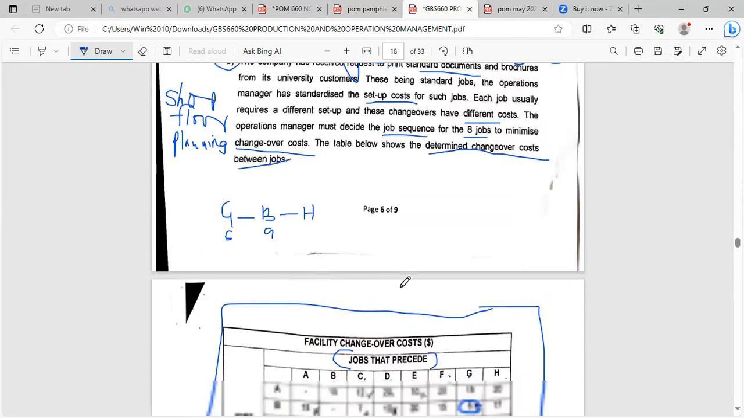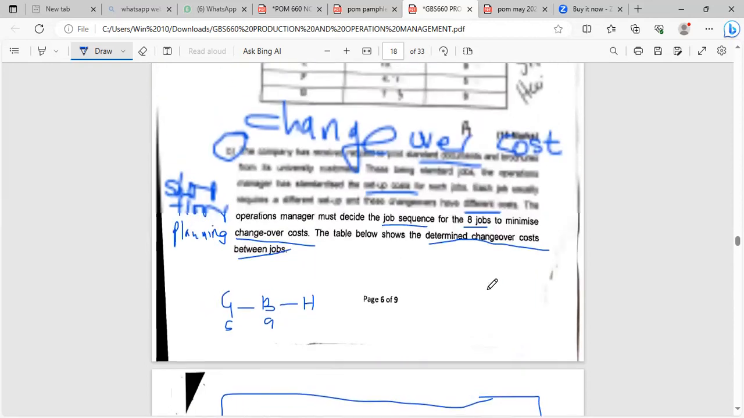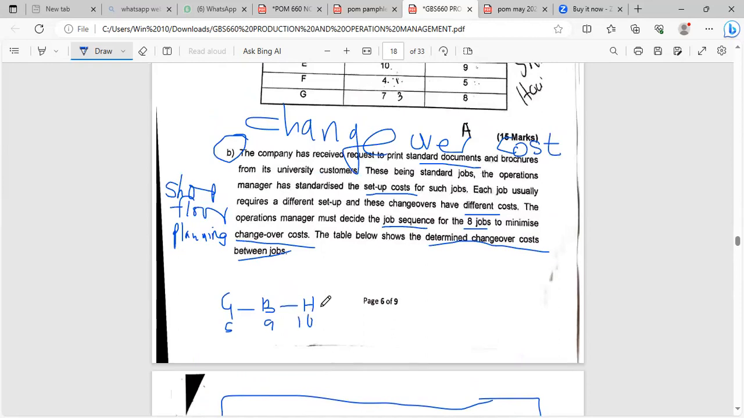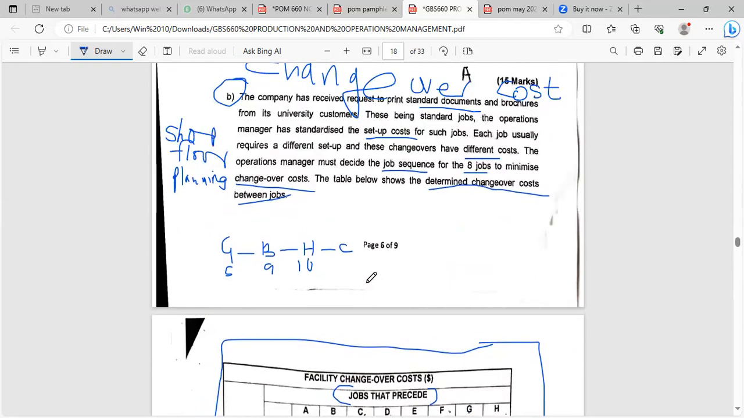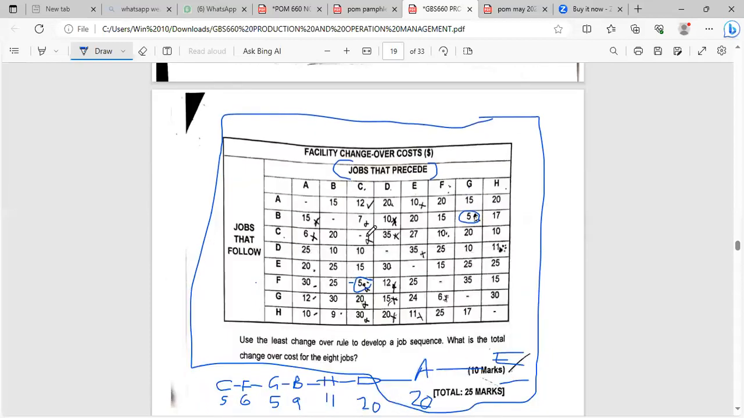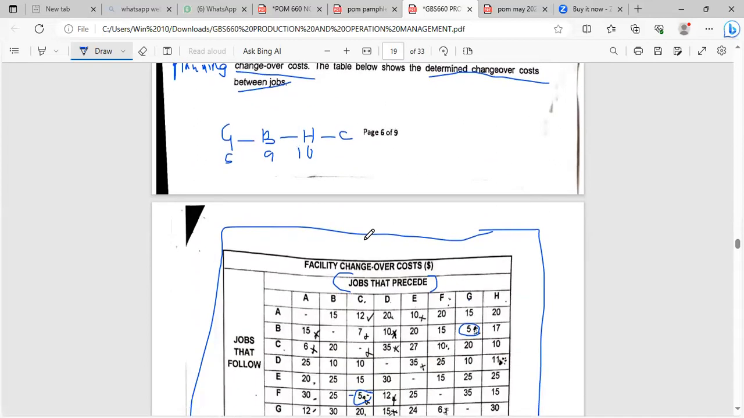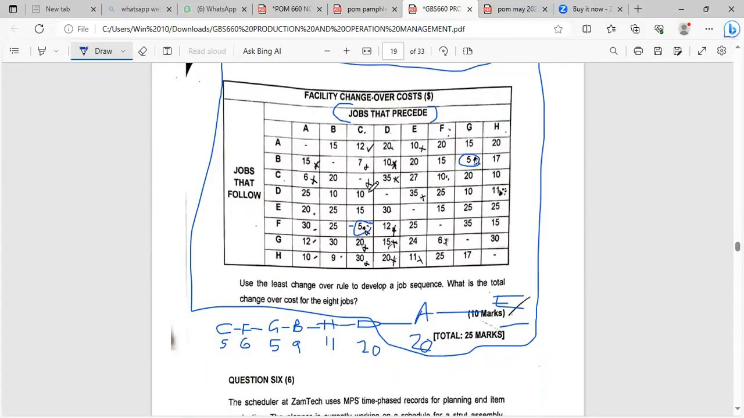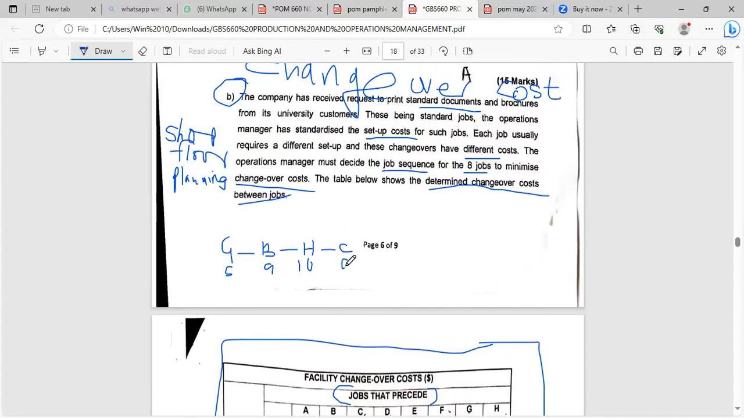In H, the smallest cost in H is what? The smallest cost in H is 11. It's actually 10, which is C. You go to C. The smallest cost in C is 7. But B has already been worked on. So in C, the smallest cost is 5, which is F. To 5, you go to F.